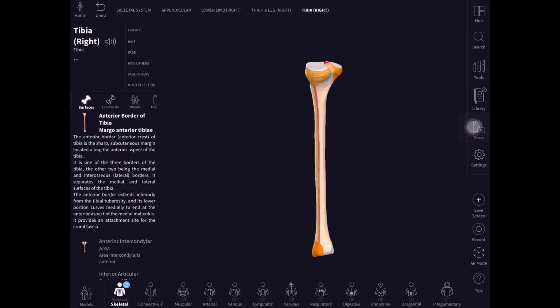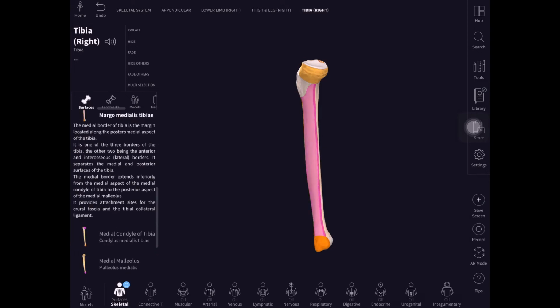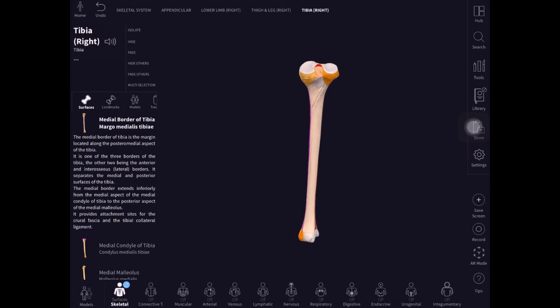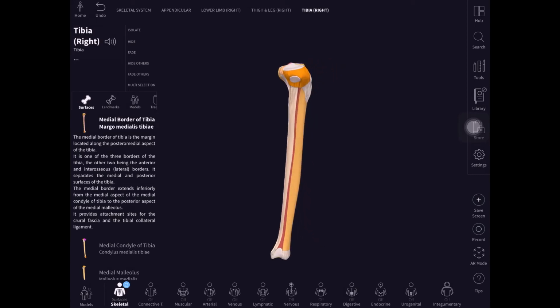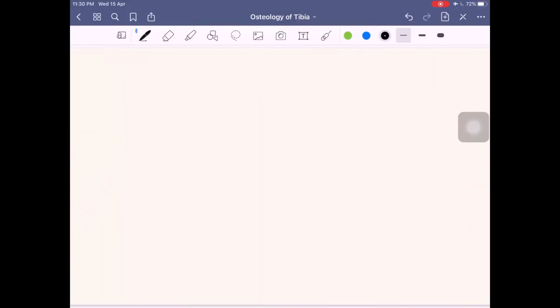Now we go back. This one is your medial border, extending from the medial condyle of tibia and forming the posterior boundary of your medial malleolus, the orange color. And this one is your lateral border, extending below your facet for the head of the fibula from the tibial condyle all the way. You see here it comes down and it is dividing into a triangular notch, and that is your fibular notch. So these are your three borders.